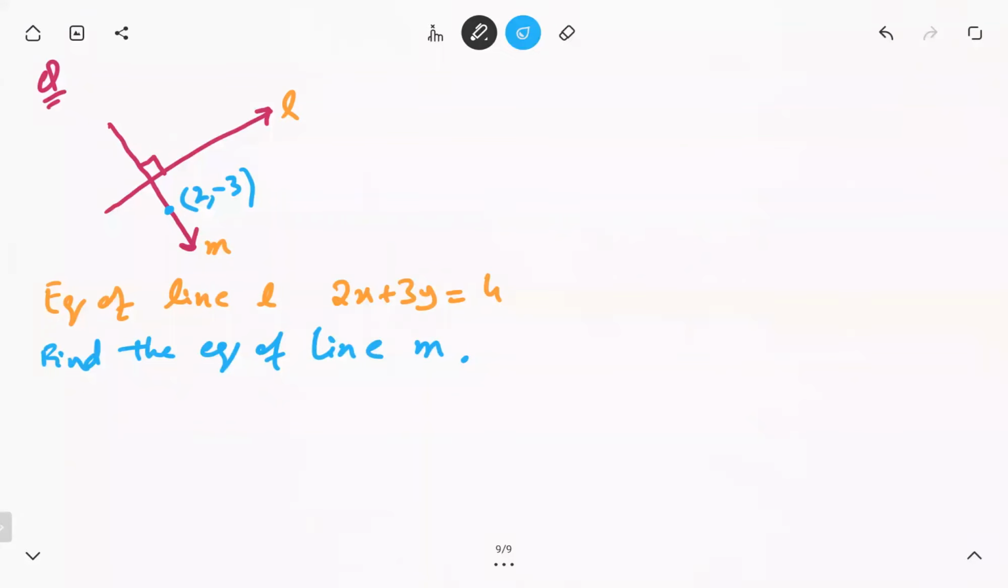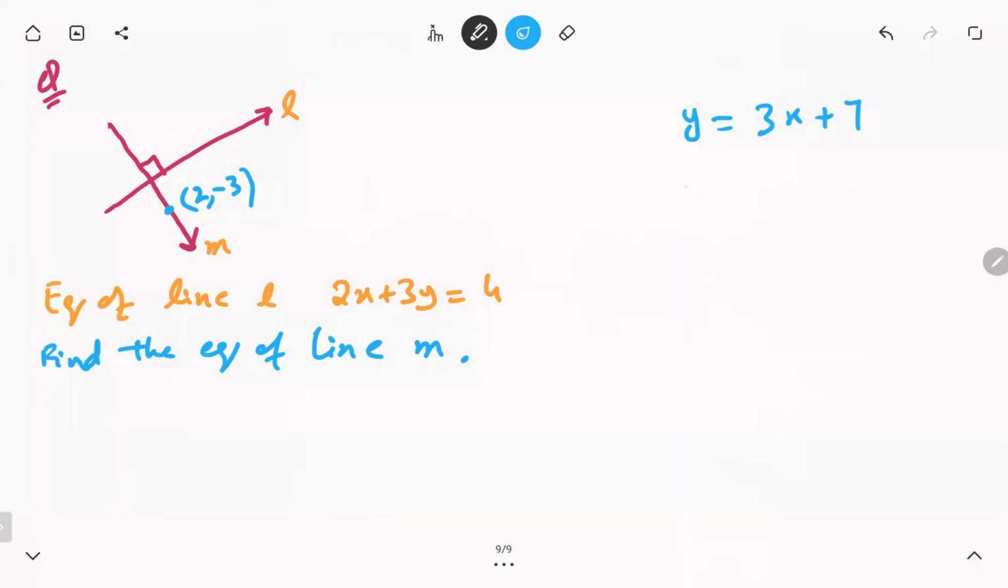Now, do we know the gradient of the line L? Yes, we know the equation. So how can you find the gradient through the equation? By comparing this with y is equal to mx plus c. See, if we have the equation y is equal to 3x plus 7, what's the gradient of this line? The gradient of this line will be 3. But make sure y is the subject: y is equal to mx plus c.